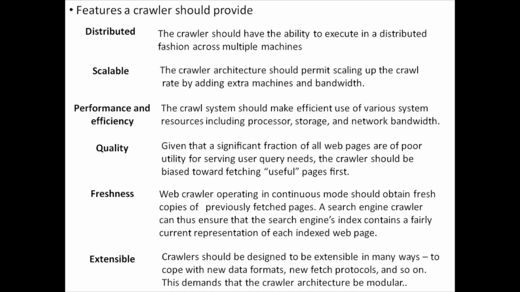The last feature is the extensible feature. The crawler should be designed to be extensible in many ways, like coping with new data formats, new fetch protocols, and so on. And this demands that the crawler architecture should be modular. If it is modular, when required we can add new modules and ensure that the crawler is able to adapt to changes in the system. So it is required that the crawler should be extensible. So these are the features the crawler should provide.